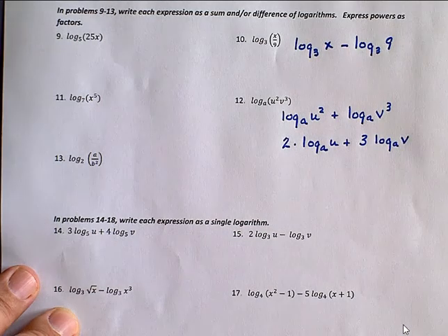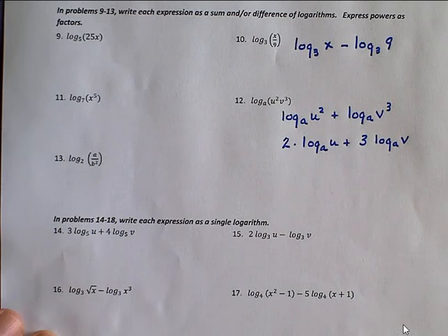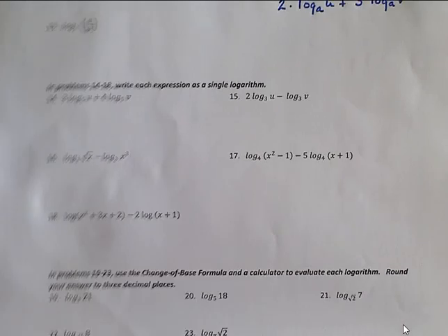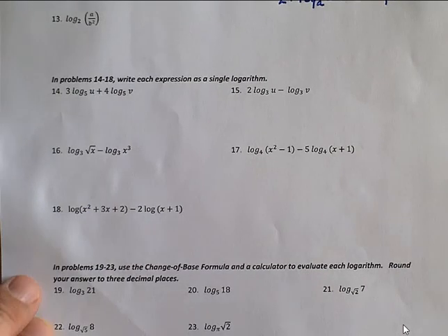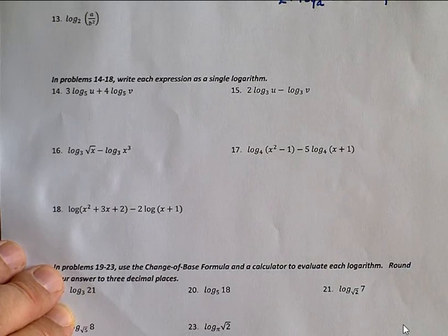Okay, there's your answer. 13 will look similar. It's got a minus sign instead of a plus sign. 9 and 11 are a little bit simpler. 14 through 18, this is just the reverse. These have been expanded. Okay, we want to put them back together. So lots of subtractions. Didn't really mean to do that to you, but okay, so let's look at number 17 and 18.